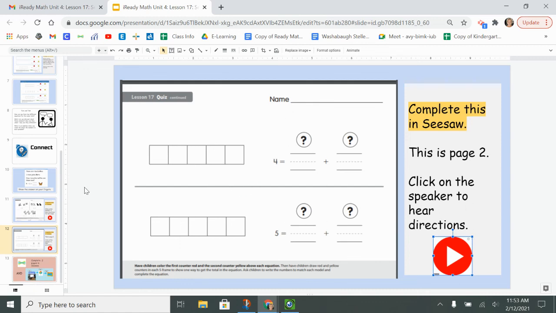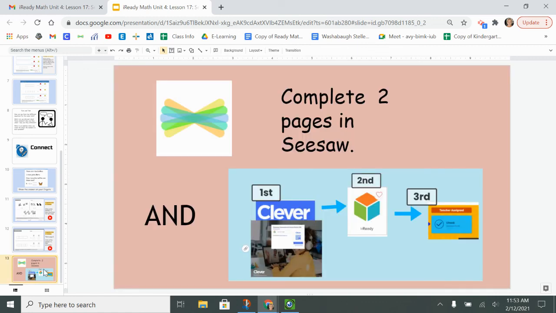When you're done with that, then you will follow the link that takes you to Clever, find your iReady, and complete that blue check lesson that is in your iReady online. So this would be a check lesson for 17. Okay? Excellent job with lesson 17 this week.